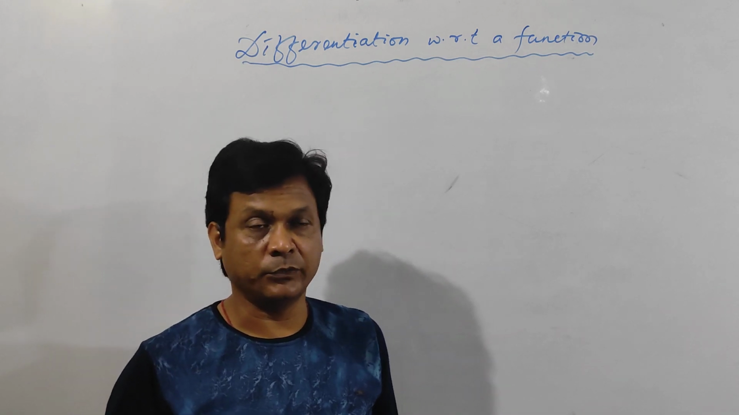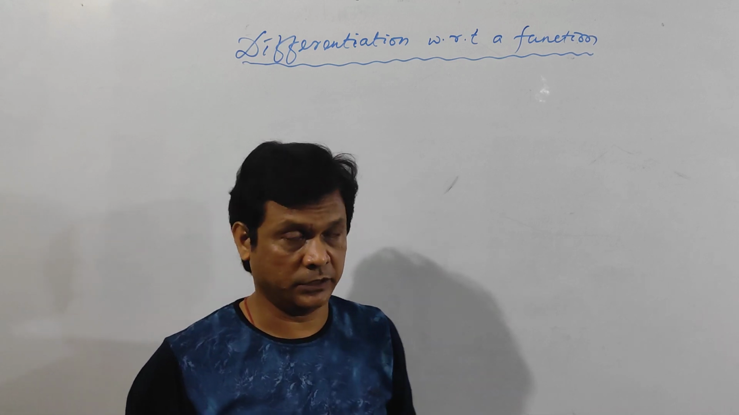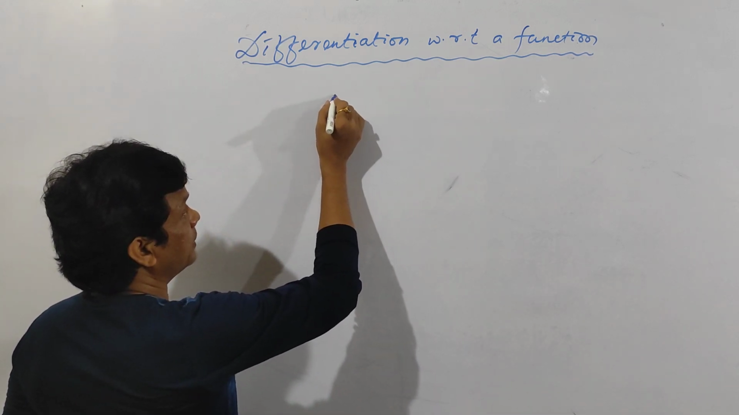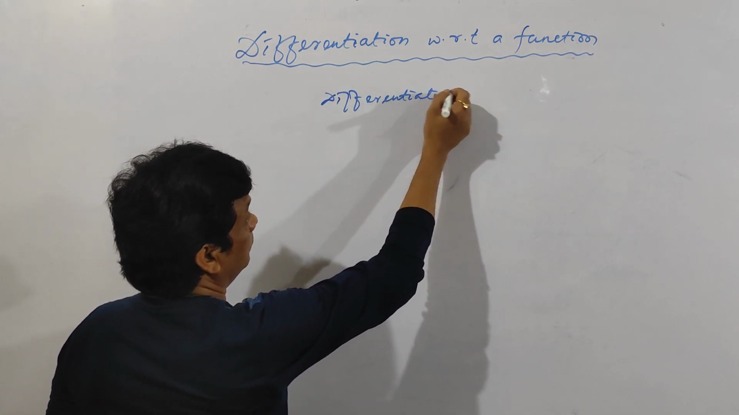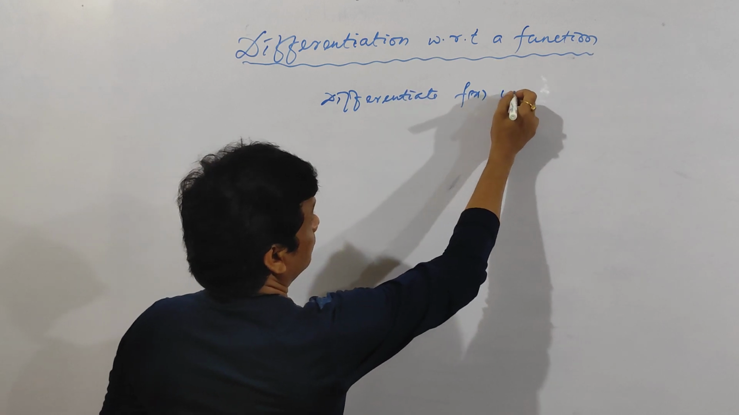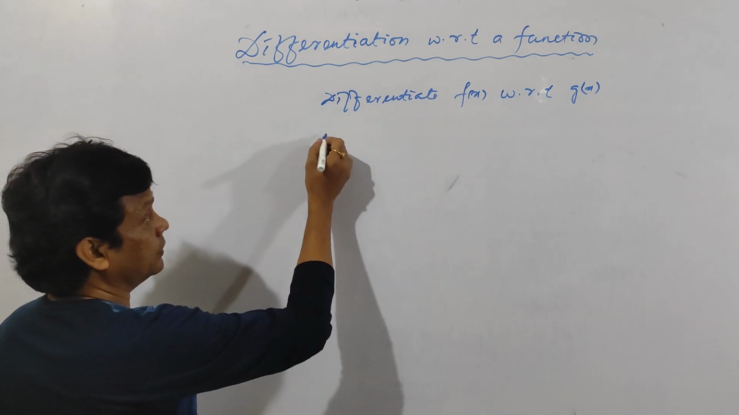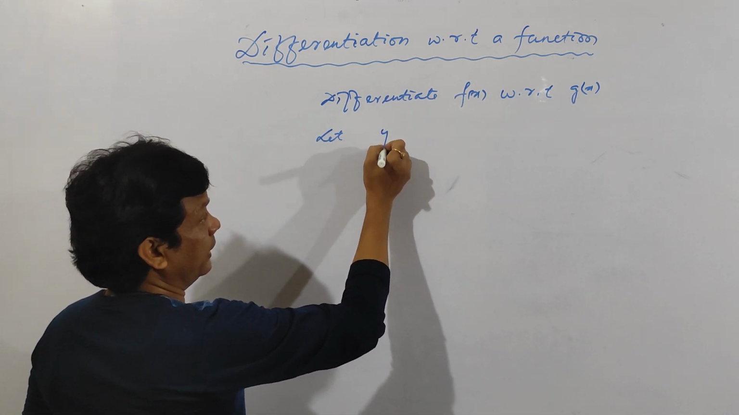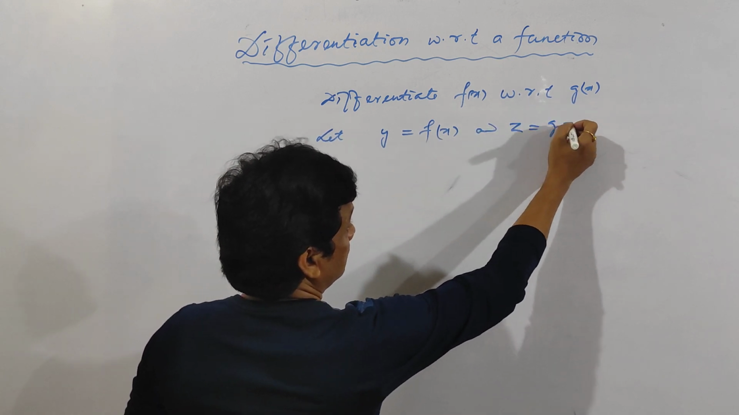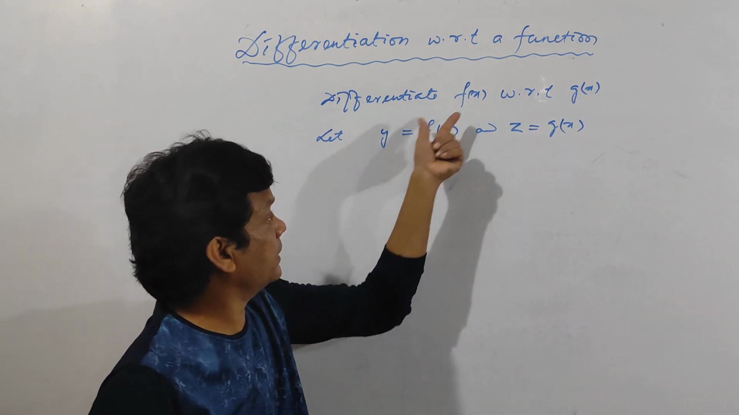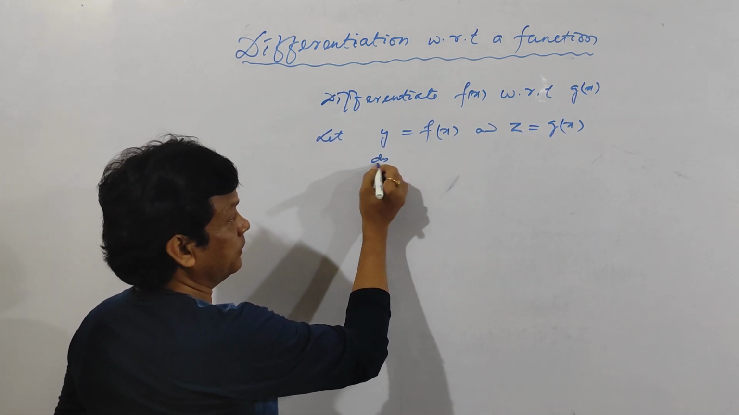Hello everybody. Today I am going to tell you how to find out the derivative of a function with respect to another function. That means you have to differentiate f of x with respect to g of x. In that case, let y is equal to f of x and z is equal to g of x. Take f of x as y and g of x as z. Now it becomes a parametric equation.